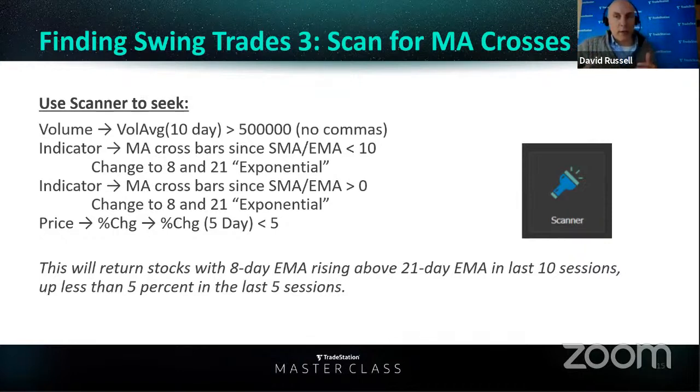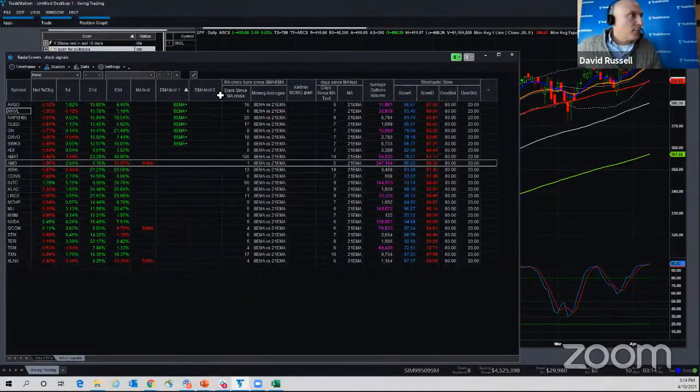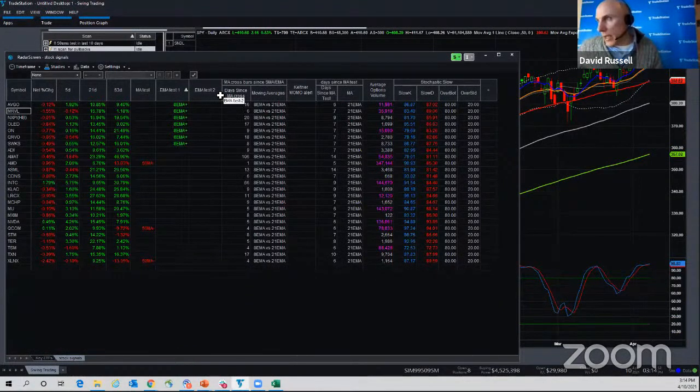This is the sort of thing that people learn in masterclass. So for example, this can find stocks. I'm going to just explain what it does. Same thing. We're looking for 500,000 shares a day, but we're looking for stocks where the 8-day rose over the 21-day in the last 10 sessions. There's a custom indicator that I've created, which I shared with you right here. It's on this radar screen as well. And this indicator is called MA Cross bars since, which is this indicator.